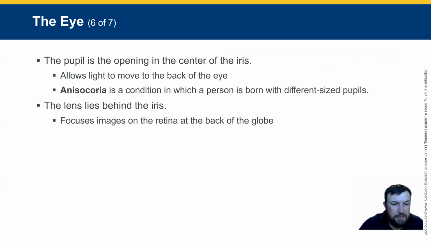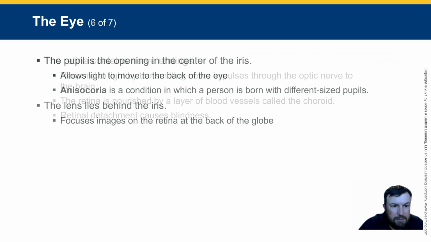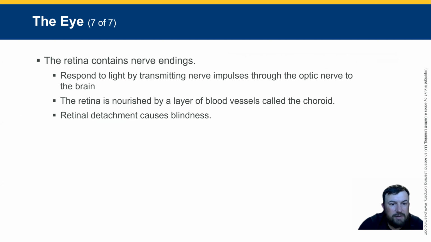It's not because of head trauma. It's not because of drug use or anything like that. Anisocoria, if you can pronounce it, brownie points to you. The lens lies behind the iris, focuses image on the retina at the back of the globe. I'm ready to get off the eye already. The retina contains nerve endings, responds to light by transmitting nerve impulses through the optic nerve to the brain. The retina is nourished by a layer of blood vessels called the, that's not right, the choroid. Okay. Retinal detachment causes blindness. Obviously, we knew that.